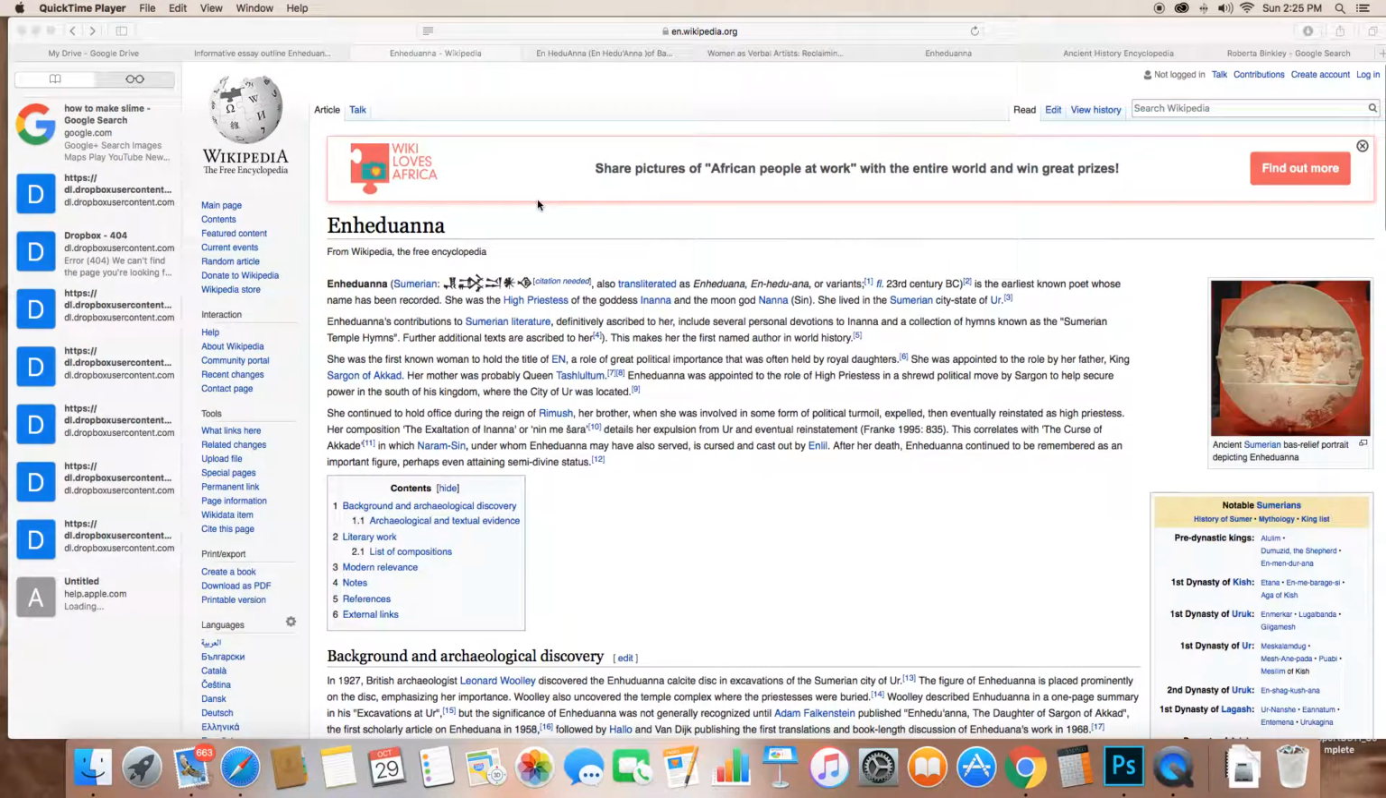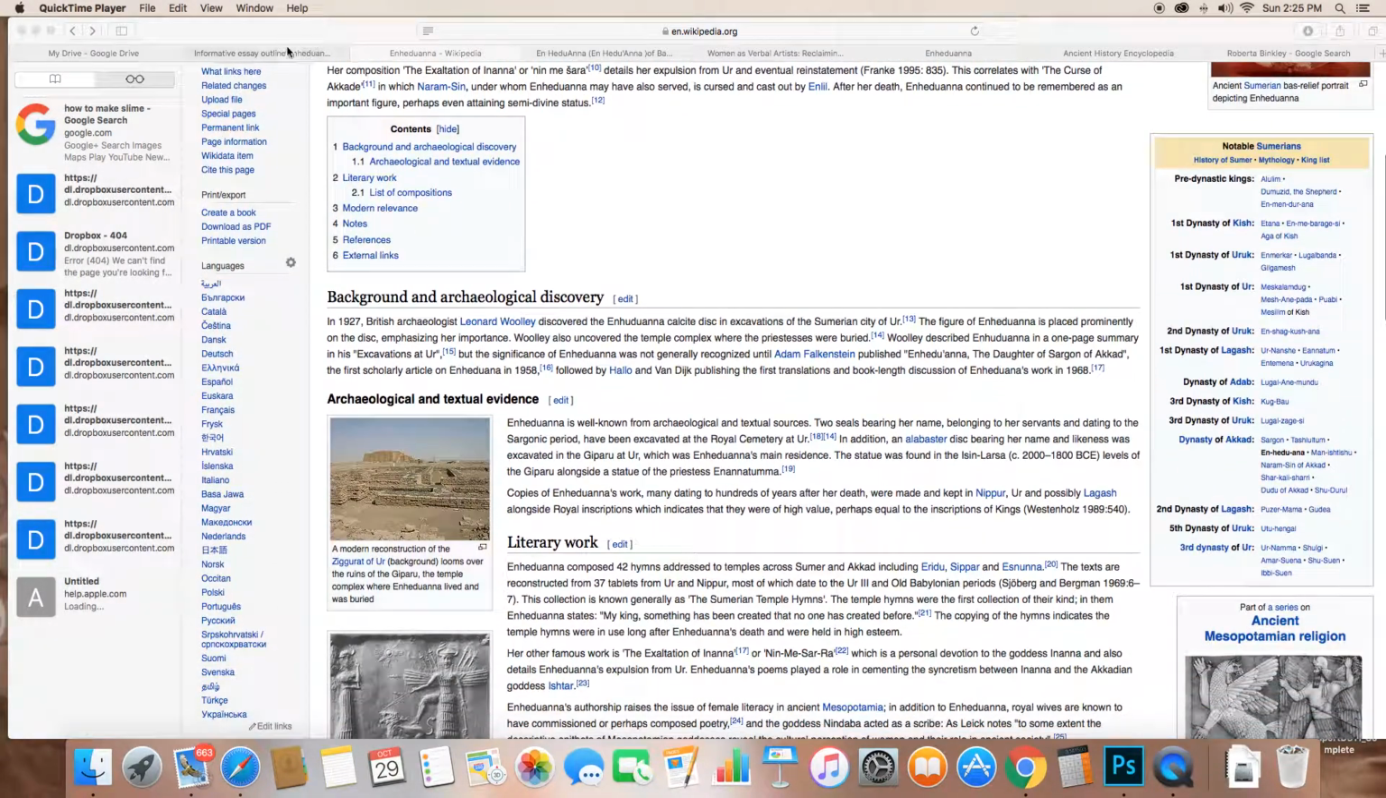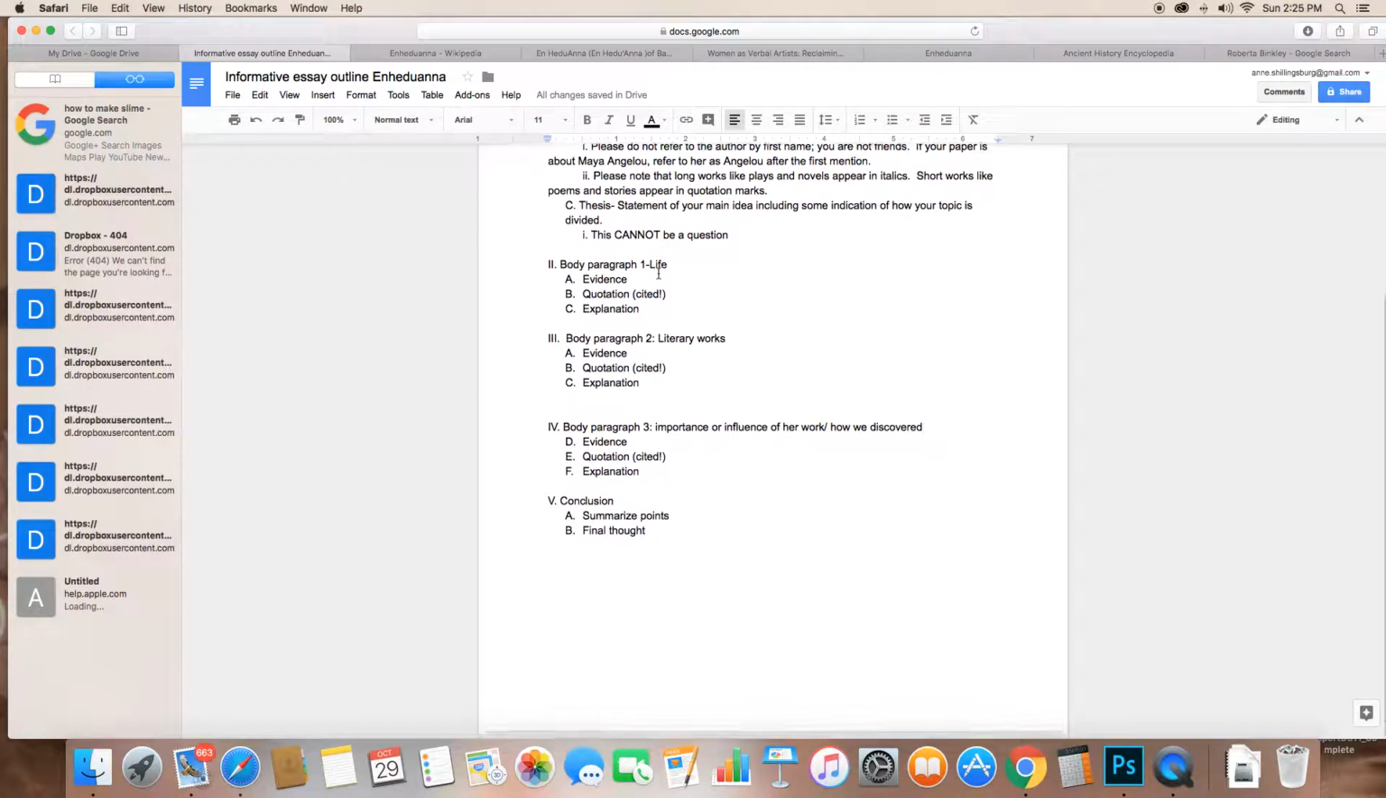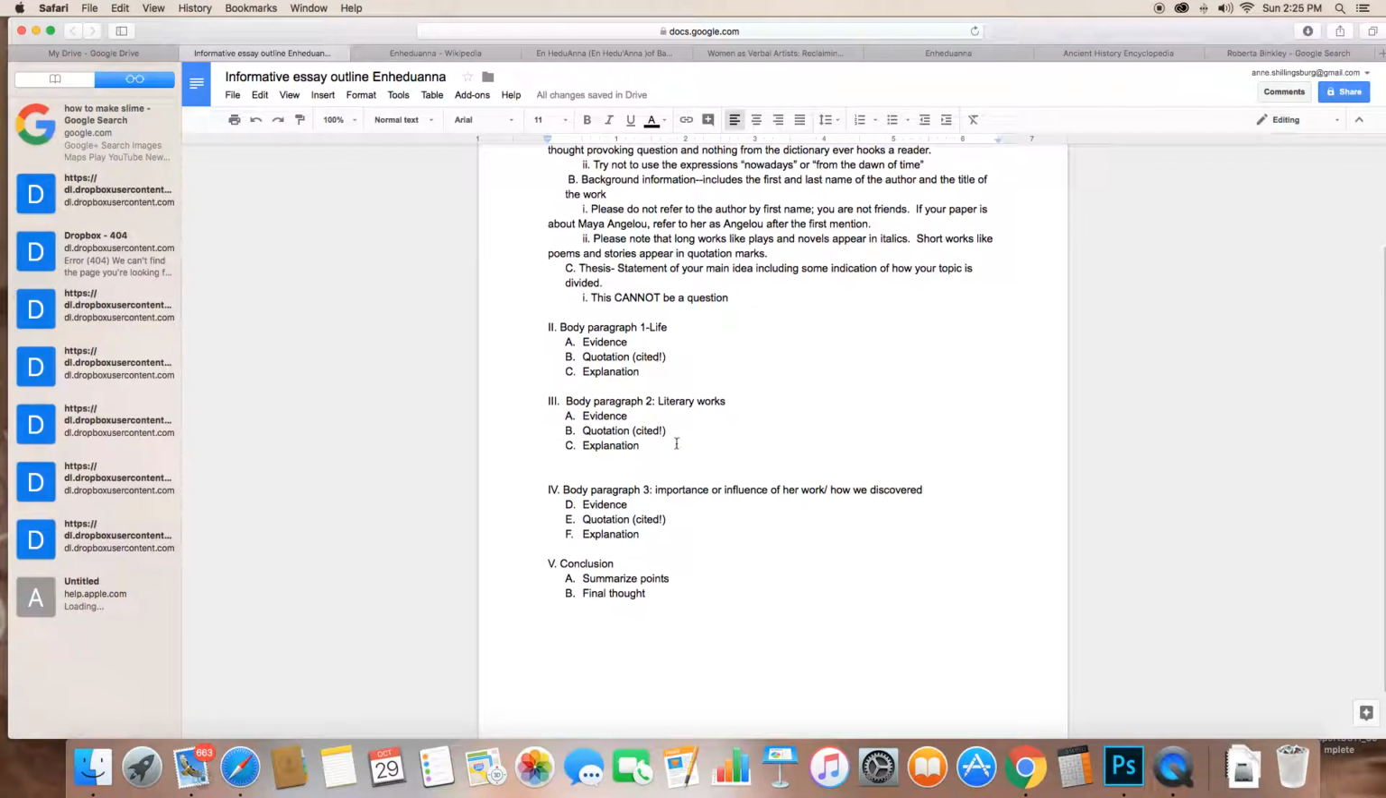Okay, so now that I've read through my Wikipedia page, I have a pretty good idea that I've identified 4 possible topics that are going to work, but I haven't finally decided which ones I'm going to use. So I've got life, literary works, importance or influence of her work, and maybe how we discovered her work. And so I've read through this, and now I understand that those are a possible set of topics.